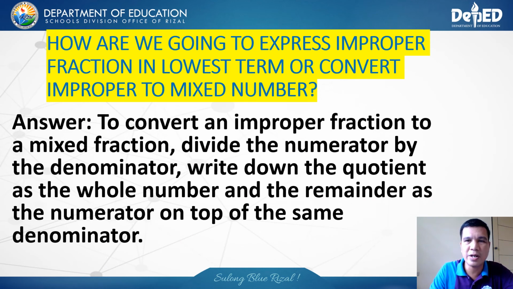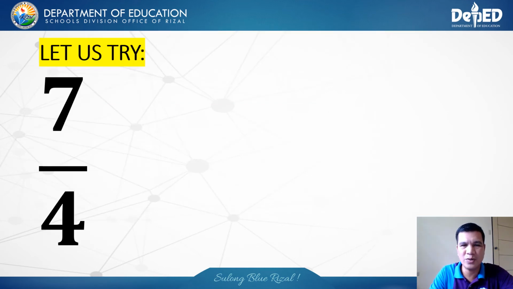How are we going to express improper fraction to lowest term or convert improper fraction to mixed number? The answer: to convert an improper fraction to a mixed number or mixed fraction, we are going to divide the numerator by the denominator, write down the quotient as the whole number, and the remainder as the numerator on top of the same denominator. Let us write this number, 7 fourths. Let us express this in lowest term, or let us translate this fraction to mixed number.